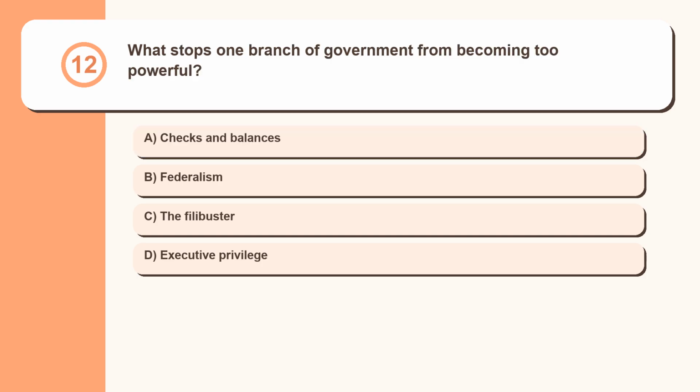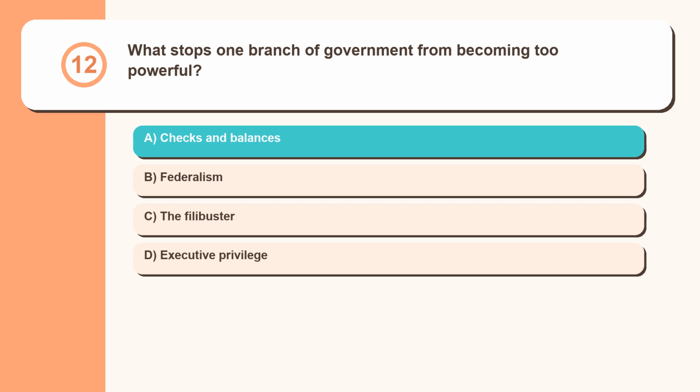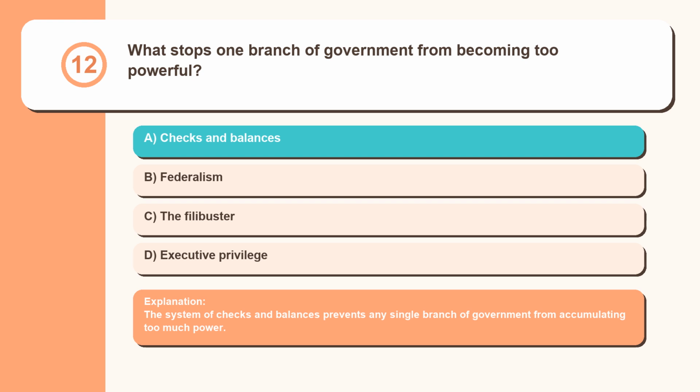Question 12. What stops one branch of government from becoming too powerful? Checks and balances, federalism, the filibuster, executive privilege. The system of checks and balances prevents any single branch of government from accumulating too much power.